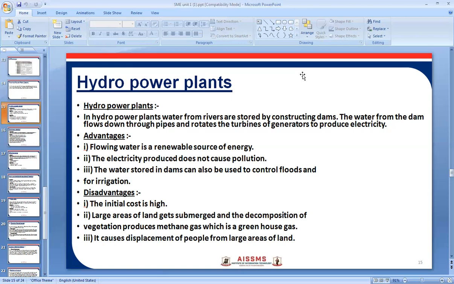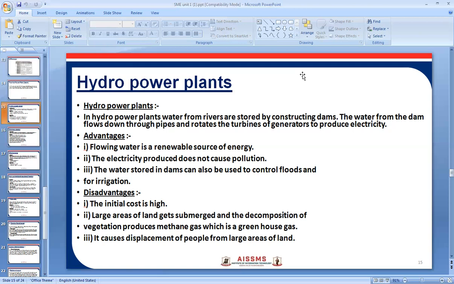So, first one, what is a reservoir in the case of the hydroelectric power plant? A reservoir is provided to store water during the rainy season and supply the same in the dry season. The water from the reservoir is used to run the hydraulic turbine.